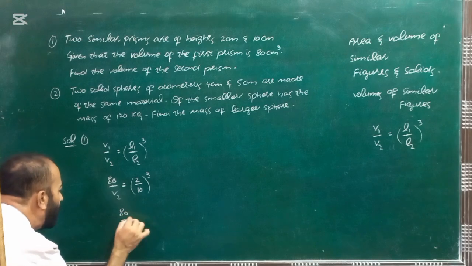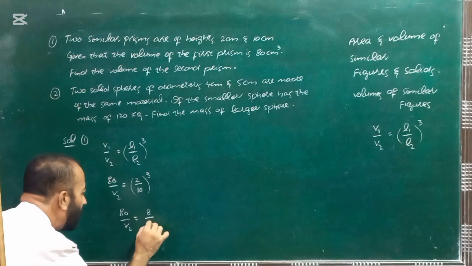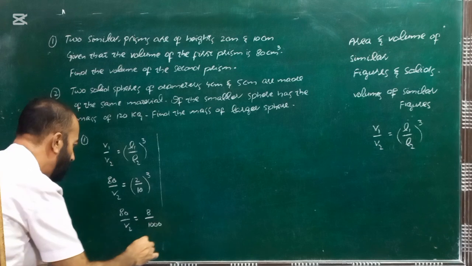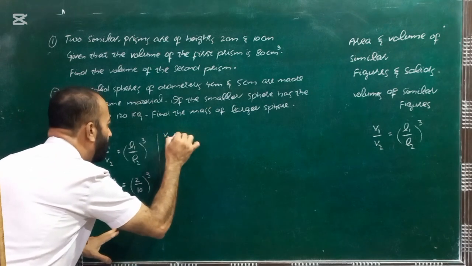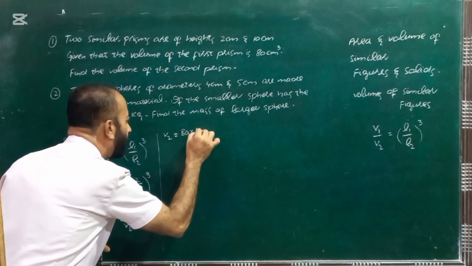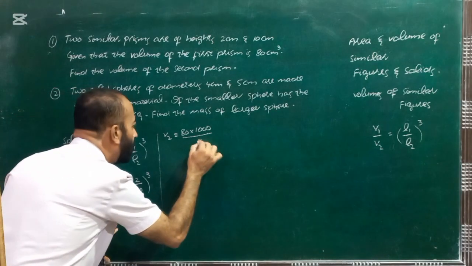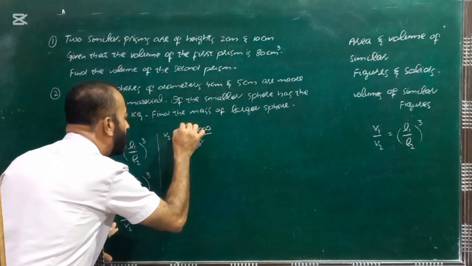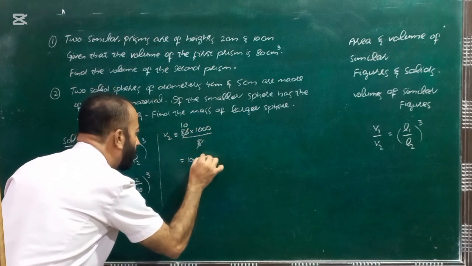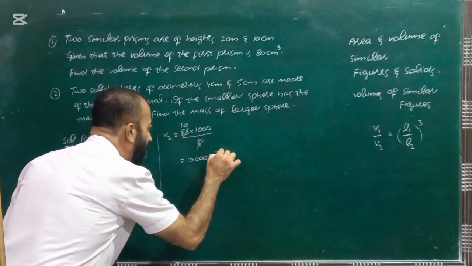80 over V2 is equal to 2's cube is 8 and 10's cube is 1000. So from here cross multiply the values. So V2 will go to the right hand side, 1000 will come here with 80, and this 8 will come here. So from here you can see 8 tens are 80. So from here 10,000, unit is centimeter cube. So this is the volume of the second prism.